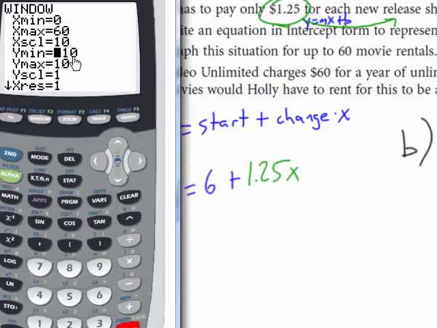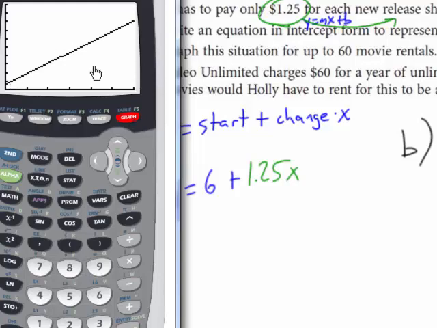Okay, and the same thing for y. Y is going to be the cost, correct? So for y, we're not going to have a negative cost. Let's just start at 0. And how much could it cost? It starts at $6 a year and about $1, a little over $1 per movie. So let's maybe go to like $100. It's probably a good idea. And for our scale, let's count by tens as well. XRES, don't worry about that. Let's just go ahead and graph.